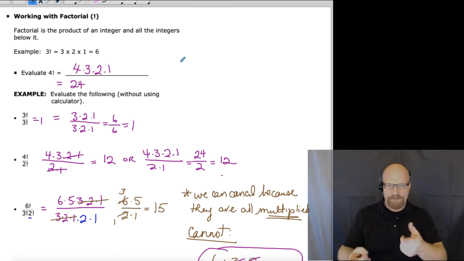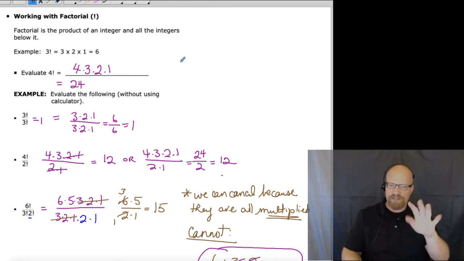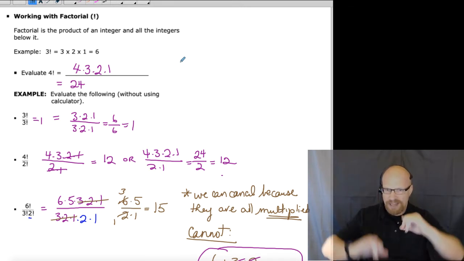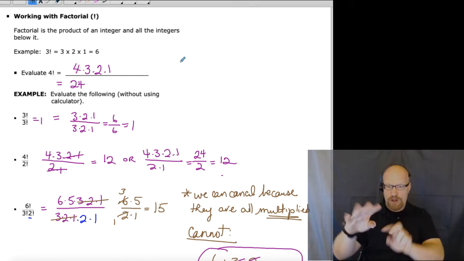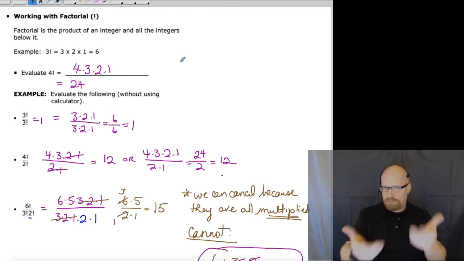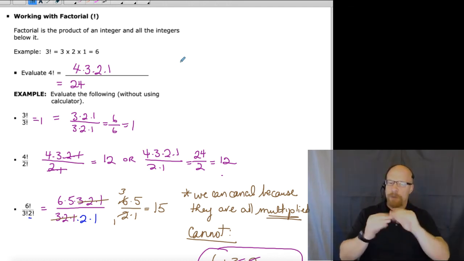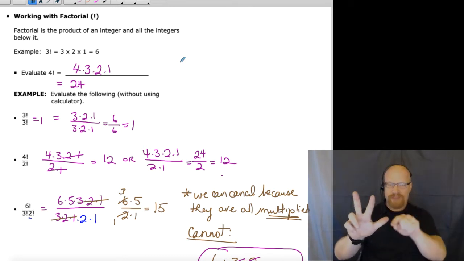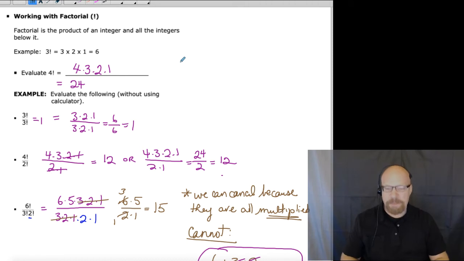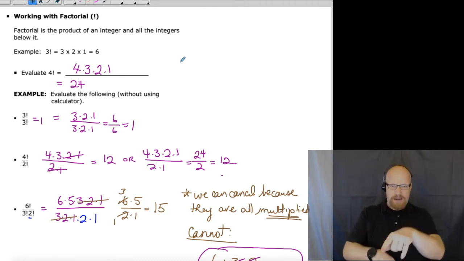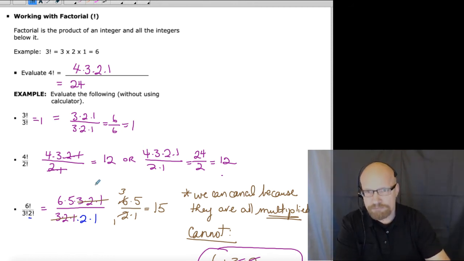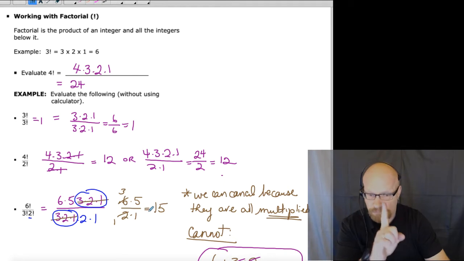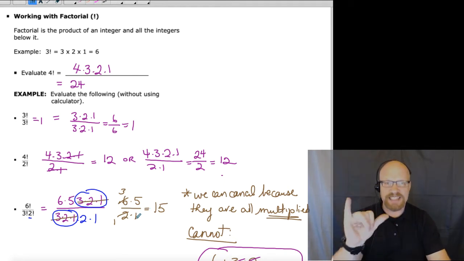Now, back to the notes we already have. 4 factorial equals 24. 3 factorial divided by 3 factorial equals 1. It's the same thing, right? Then 4 factorial over 2 factorial, the 2 and 1 cancel. You can see that. The last one, 2 different numbers in the bottom. 6 factorial over 3 factorial, 2 factorial, right? Well, we know that the 3 is gone within that. And I made a mistake here. Let me fix it now.